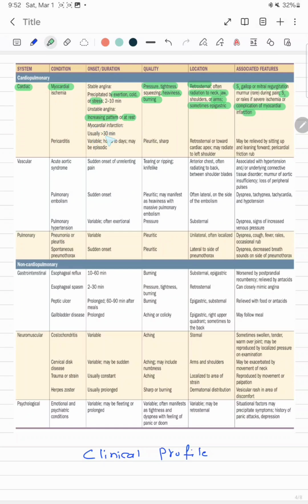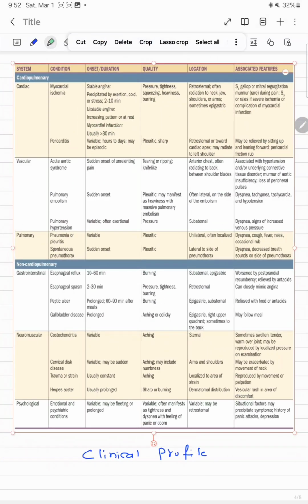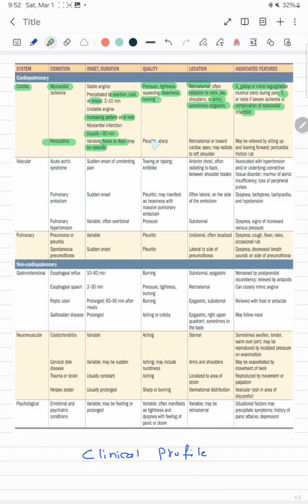The typical duration of myocardial infarction pain is usually more than 30 minutes. Another differential diagnosis other than myocardial infarction is pericarditis. The pericarditis pain has variable onset, hours to days, and may be episodic also, but the quality of the pericarditis pain will be pleuritic type. The location of pericarditis pain will be retrosternal and toward the cardiac apex, and it may radiate to the shoulder. It is usually relieved by sitting up and leaning forward, and a pericardial friction rub will be heard on auscultation.